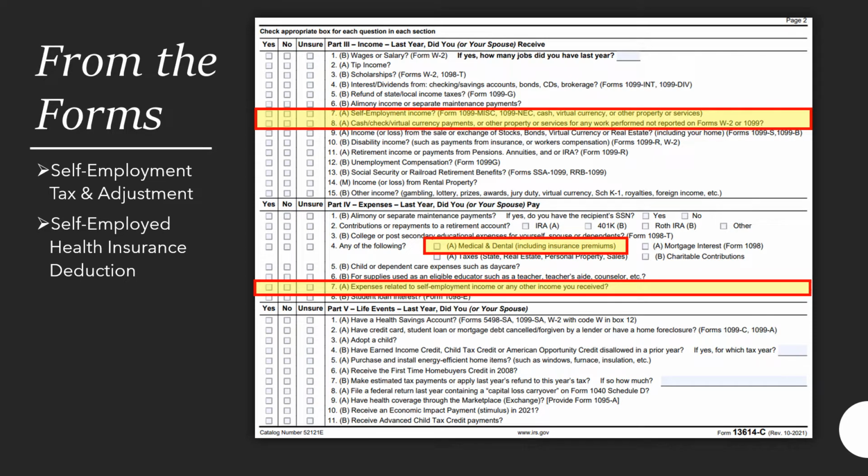And then in particular for the self-employed health insurance deduction, we would also be noticing in that expenses section that they're saying, yeah, I have some medical and dental expenses, including insurance and premiums. And then, of course, a little further down, we just have blanket expenses related to self-employment income or other income that you received. So these are the boxes that we would expect to be checked that will cue us that we might be looking at these types of adjustments.